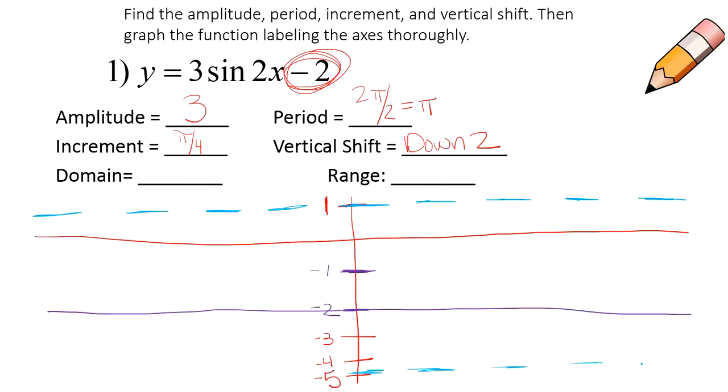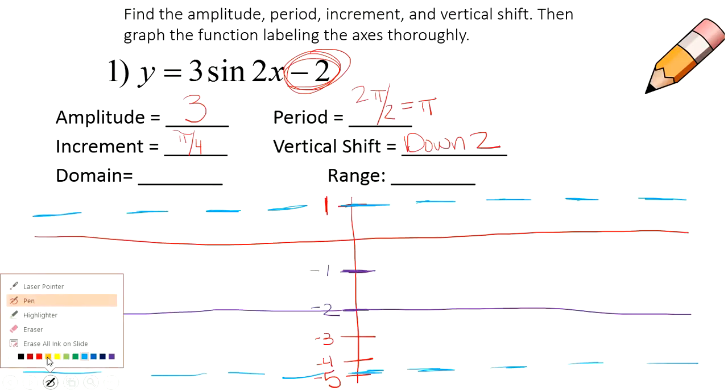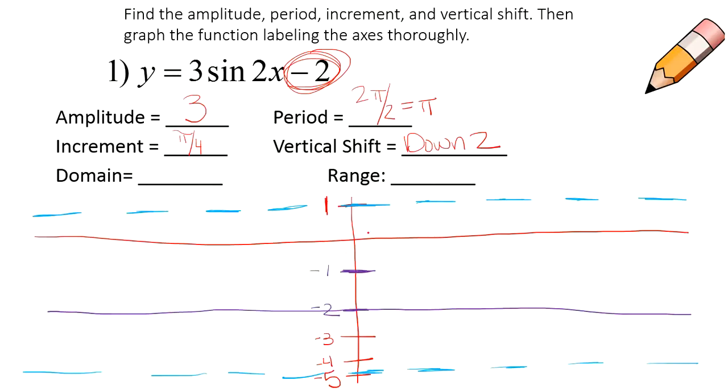-5. Can't draw a straight line to save my life tonight. There we go. Let's put in our increments. So I've got pi over 4, 2 pi over 4, 3 pi over 4, and 4 pi over 4. And then I've got -pi over 4, -2 pi over 4, -3 pi over 4, and -4 pi over 4.